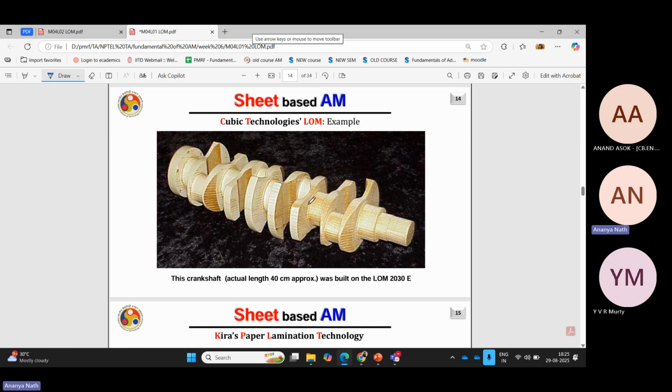This is one example of a part which was made, a crankshaft, using this LOM technology. So it can really print very complex geometry, but it's a very simple process.